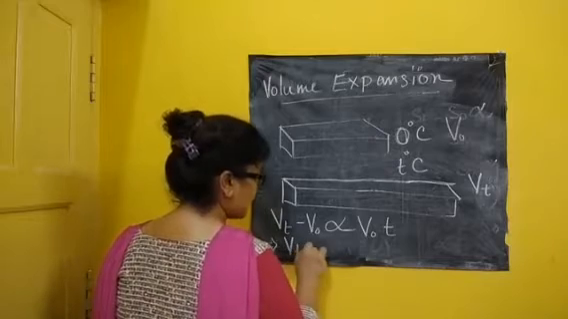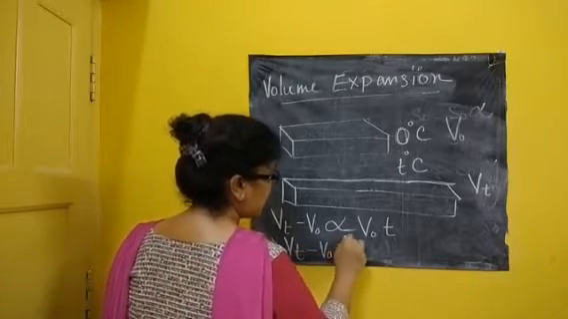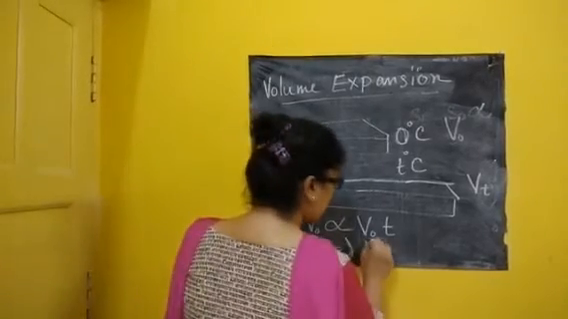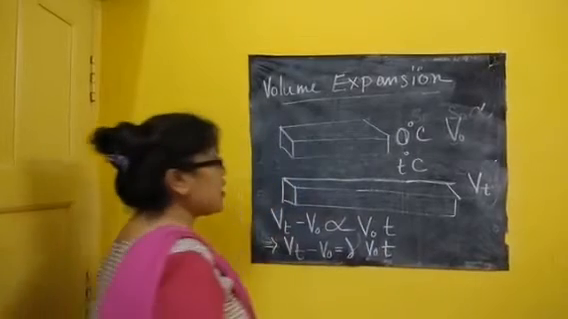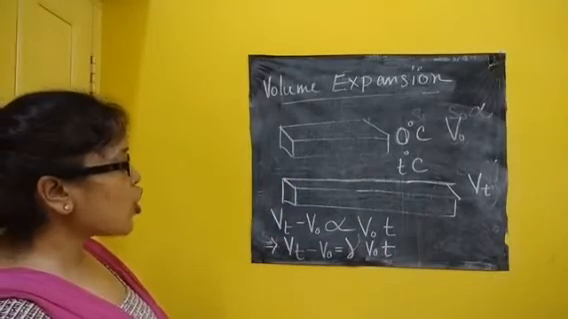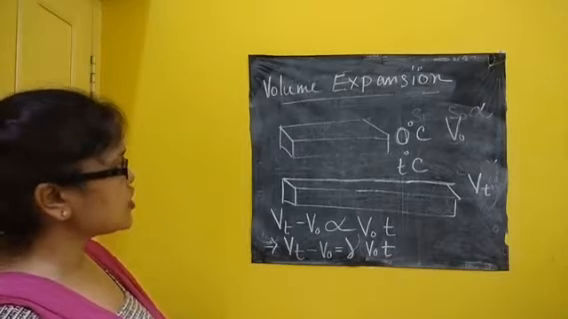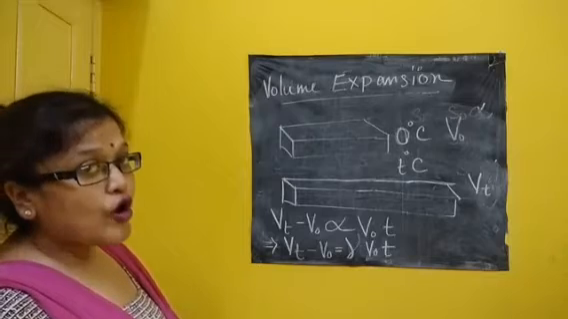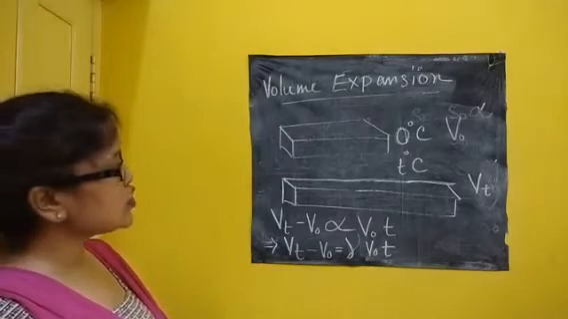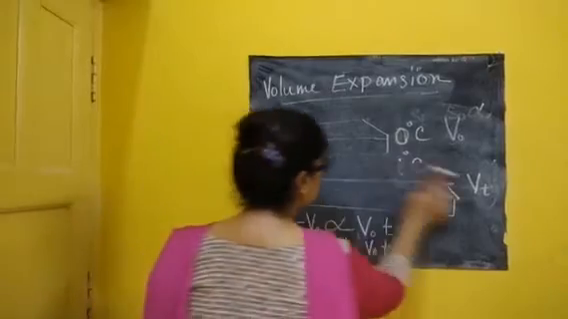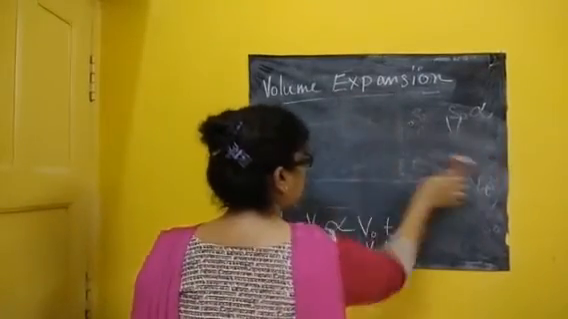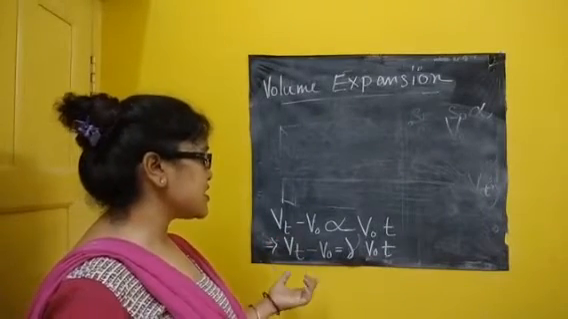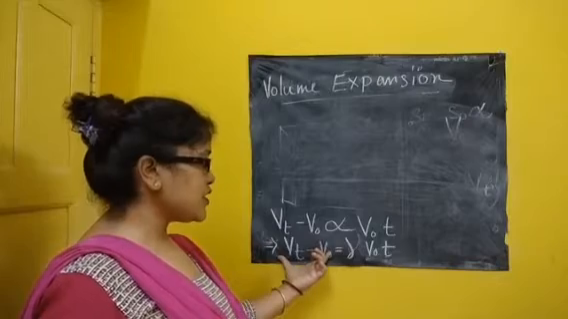Now, to eliminate this proportionality sign, I can write Vt minus V0 equal to gamma. This is not radioactivity, it is the gamma symbol. This is gamma V0 T. Gamma is called the coefficient of cubical expansion, or coefficient of volume expansion for solids. Therefore, can anyone suggest what will be the unit? Here also the unit will be degree Celsius inverse, because for volume it is meter cube.